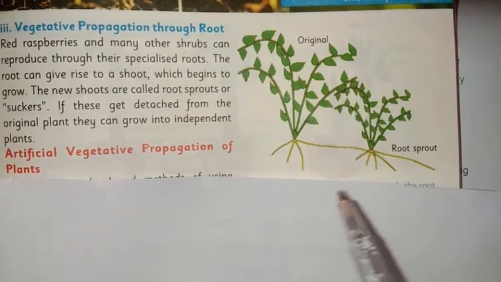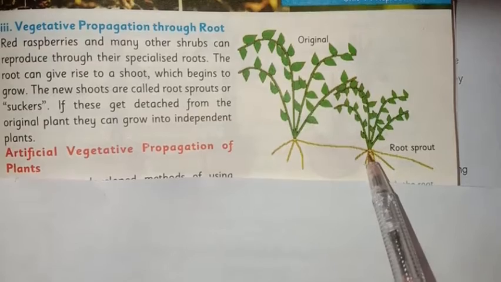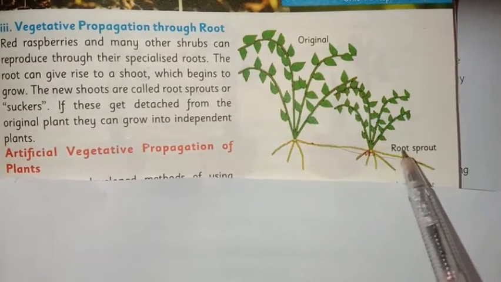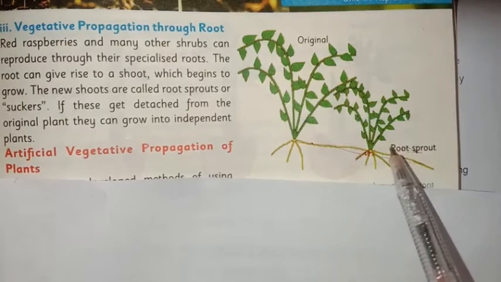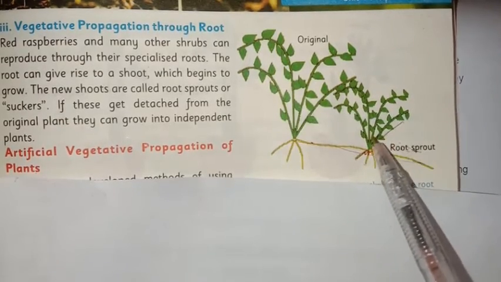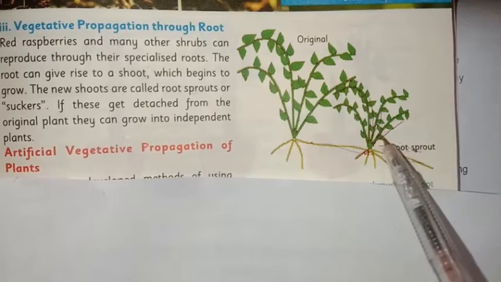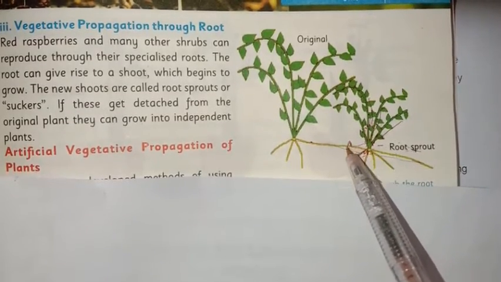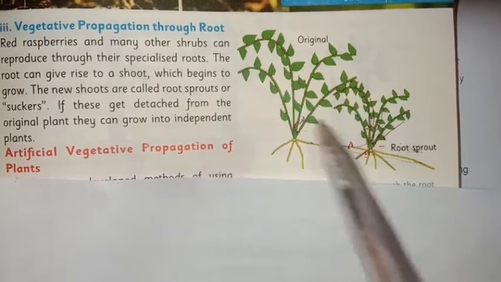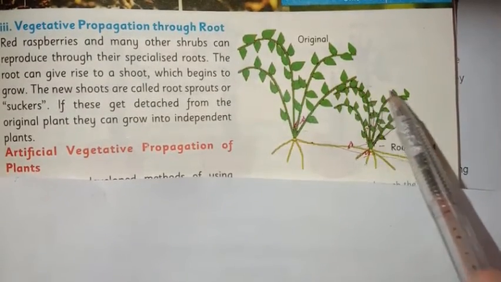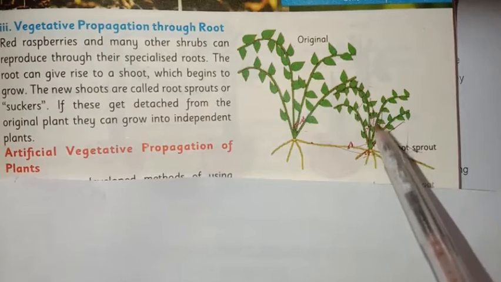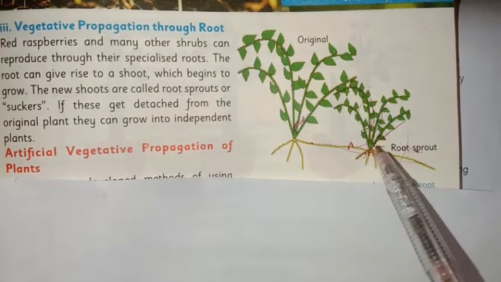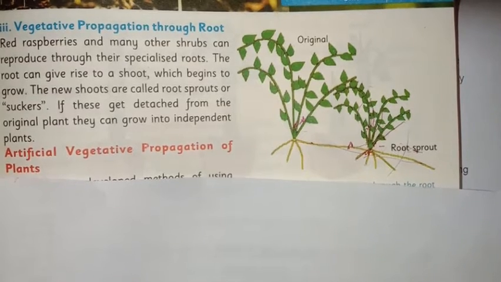This is a red raspberry plant, and the special root is inside the horizontal stem. The root sprout means germinate or grow a shoot. When the shoot develops, this is called the sucker. And when the sucker is detached from the original plant, this is the original plant, it develops into an individual, entire whole plant. So this is the type of reproduction, vegetative propagation through root in red raspberry.